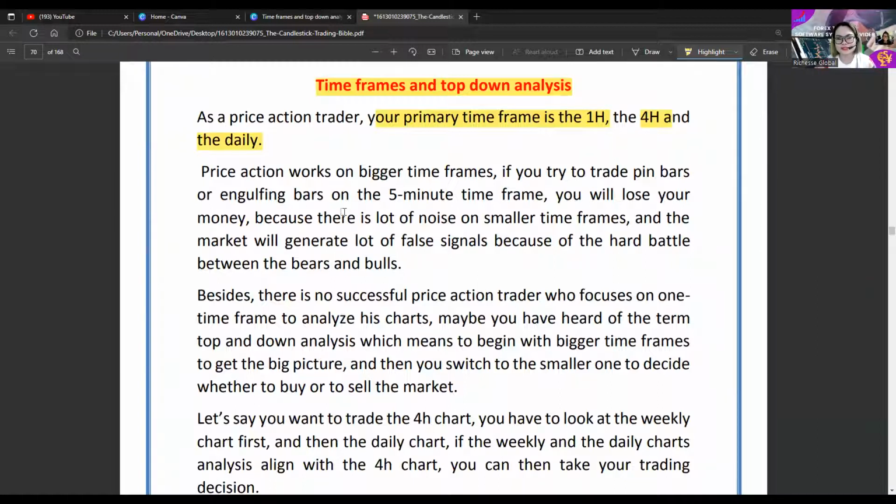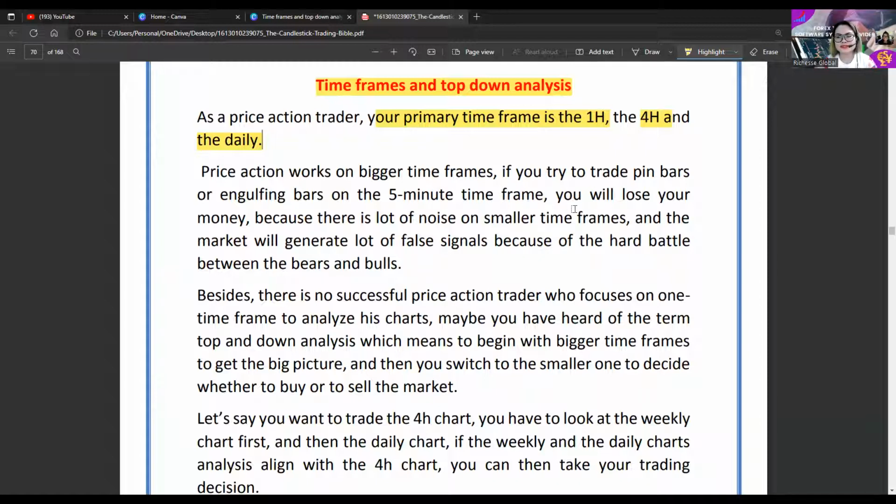Kung gusto nyo pong mag-trade using price action, kailangan naka daily, 4 hours, or 1 hour po yung time frame nyo. Price action works in bigger time frames. Ibig sabihin, gumagana yung price action po kapag nasa mataas na time frame siya.